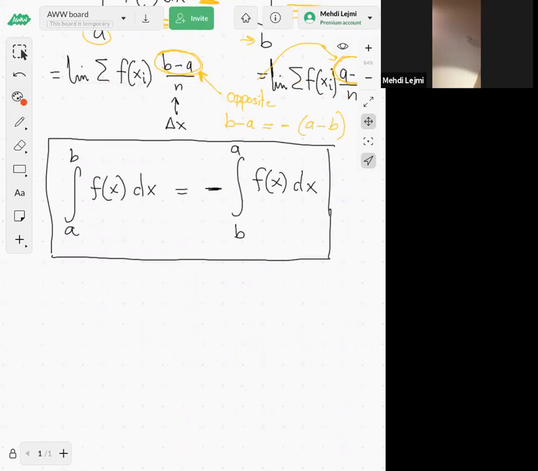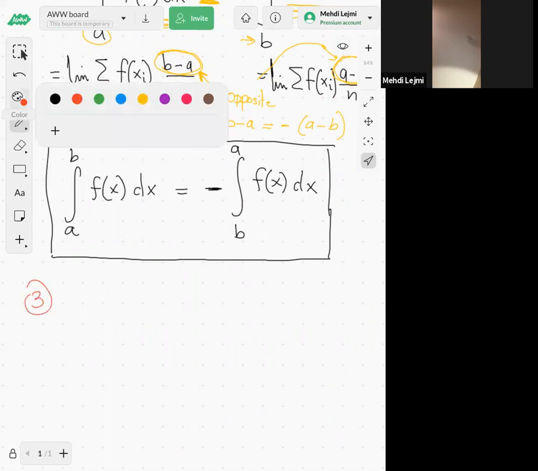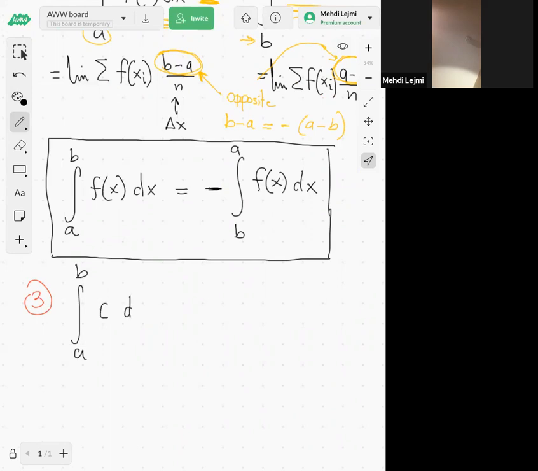A third property: what would be the integral from a to b of some constant c dx? Okay, the c here is a constant. So you integrate a constant. Any guess, guys, what will be the integral here?